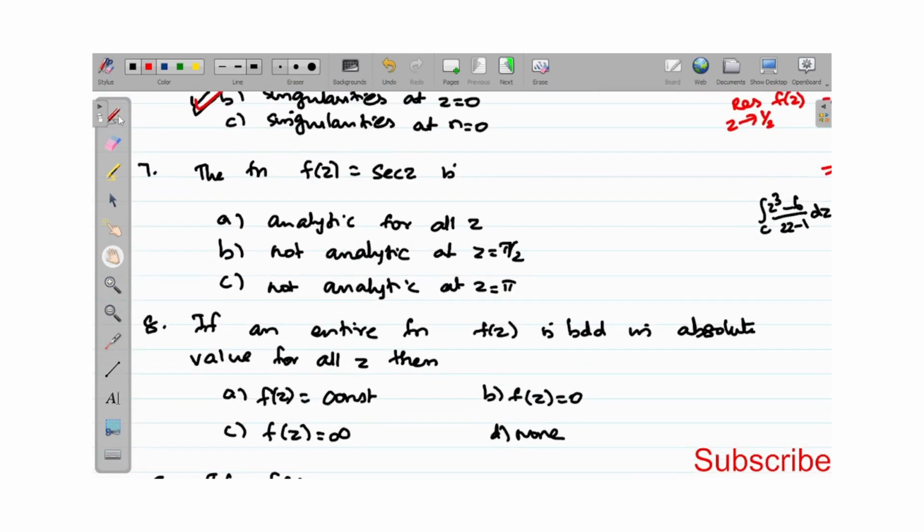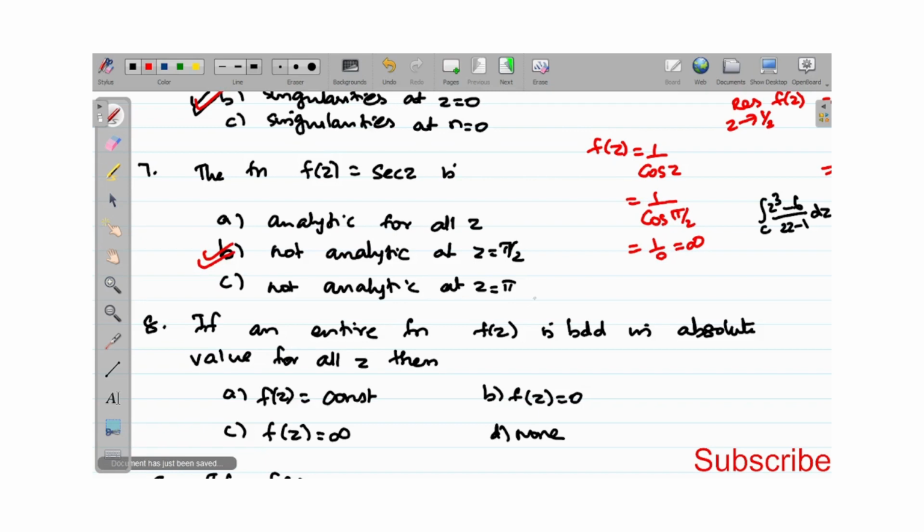Now seventh question, the function f(z) = sec z is. So f(z) = sec z is 1/cos z. Out of this you can substitute z = pi/2 at first, to show whether it is analytic or not analytic. So 1/cos(pi/2), which is 1/0, gives infinity. So f(z) = infinity means that it is not analytic. So here it is not analytic at z = pi/2.